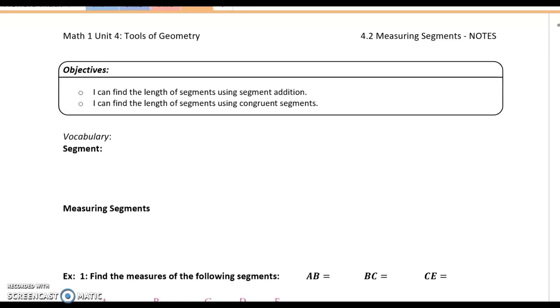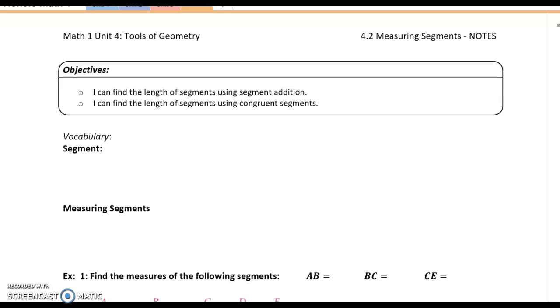Section 4.2 notes. The objective here is you should be able to find the length of segments using segment addition, and you should be able to find the length of segments using congruent segments.